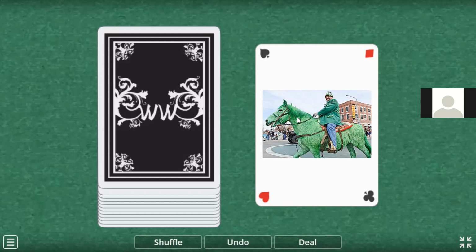I think that maybe it's St. Patrick's Day because the guy over here is with a green jacket and the horse is also green. Or maybe they had a crazy party where everybody was having fun.